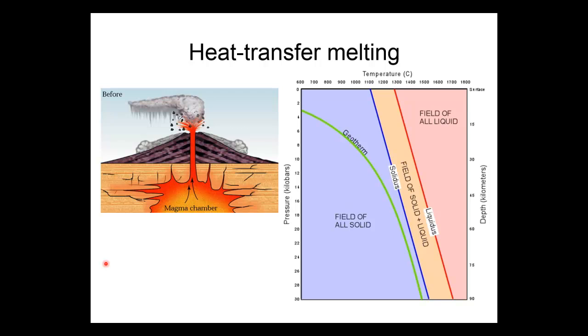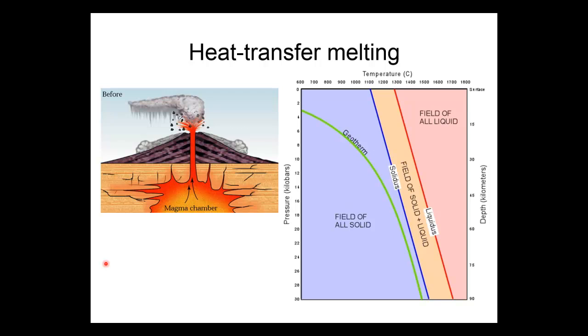Well, what can we introduce into rocks that can carry enough heat to melt them? It turns out there's really only one thing that is mobile and can carry a large quantity of heat, and therefore can rise into rocks and cause them to melt. And that's magma itself. So heat transfer melting always starts with the generation of magma some other way, either by hydration melting or by decompression melting.